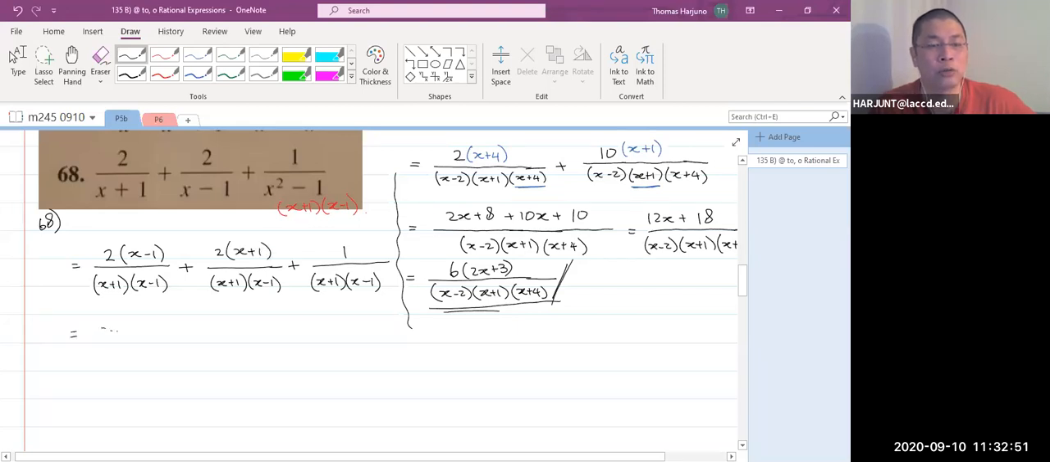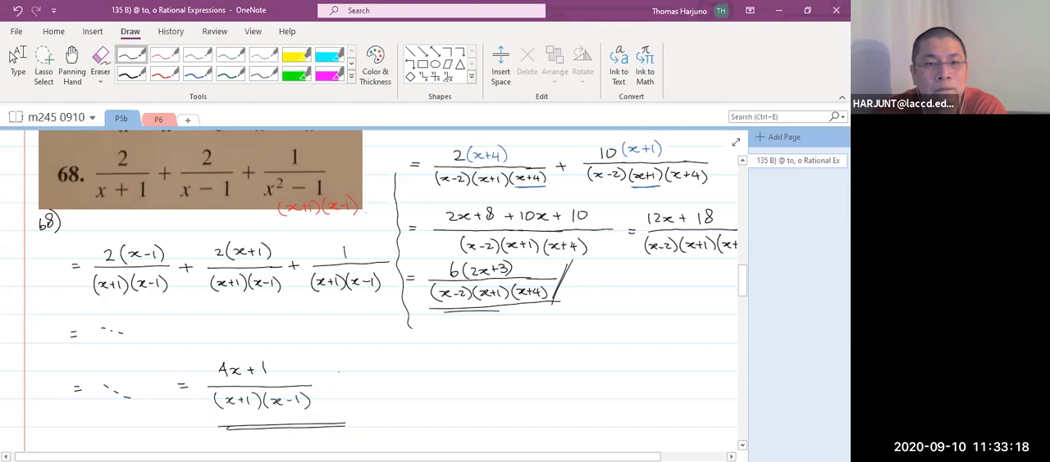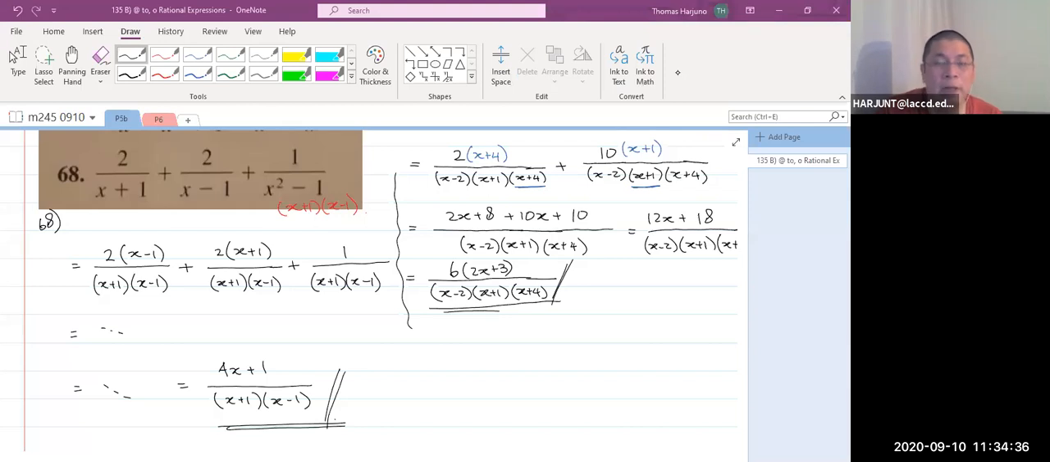Okay, now you try to do the mid step. I think 2 steps after that, and see if the final answer is 4x plus 1 over x plus 1, x minus 1. Okay, but fill in the details, please. Let me give you 1 minute for that. I hope you get the same answer.